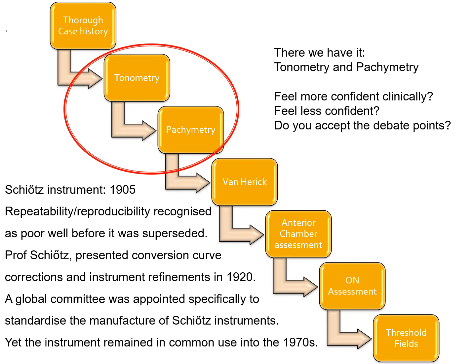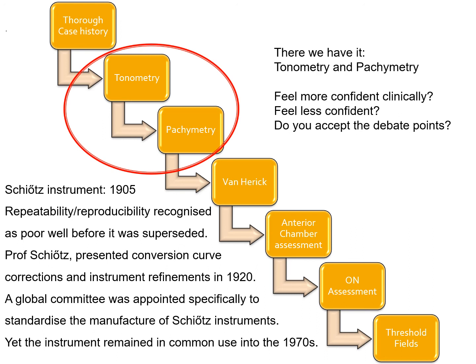And you know, historically, prior to this, Schiøtz was the standard. But almost immediately after it was introduced in 1905, flaws were found in it. And Professor Schiøtz in 1920 had to write a new paper with corrections for his conversion curves and for the instrument itself. And in fact, they even had a global committee appointed specifically to standardize the manufacture of Schiøtz. So I think we always think, though, that in 1955, when GAT came out, it immediately superseded everything prior, but it actually didn't work that way.